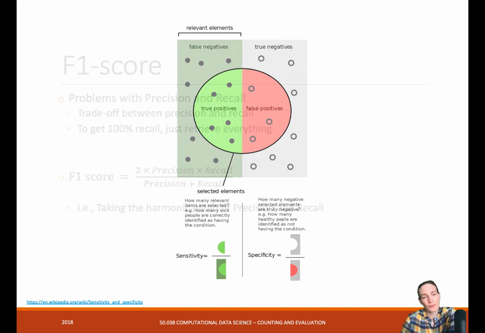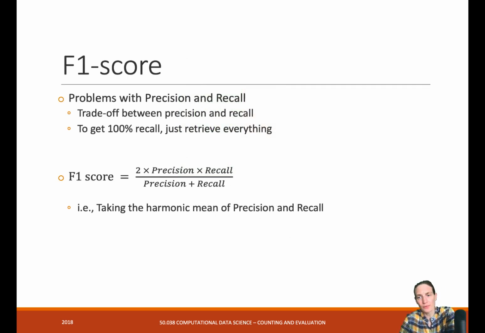So what should we optimize for, recall or precision? Basically, if you don't know and both are important to you, use the F1 score, which is the harmonic mean of precision and recall. Between precision and recall, there's always a trade-off. If you have 100% recall, you just retrieve everything, just as in the example that we had above.